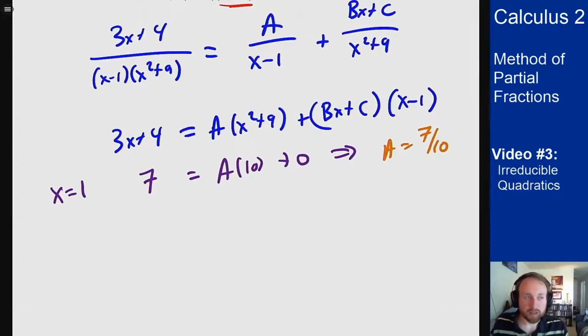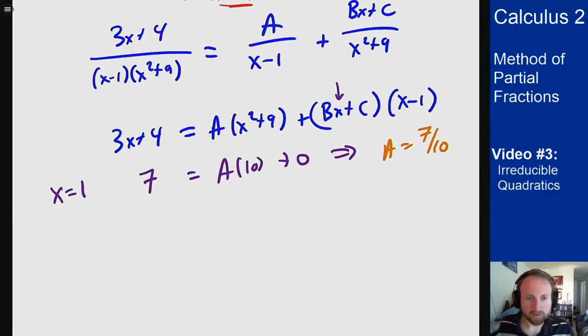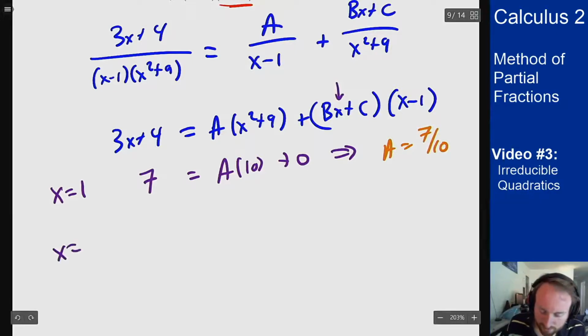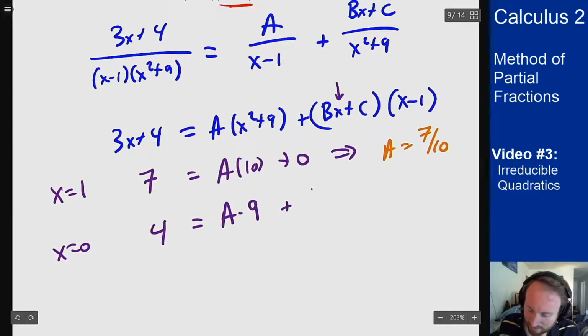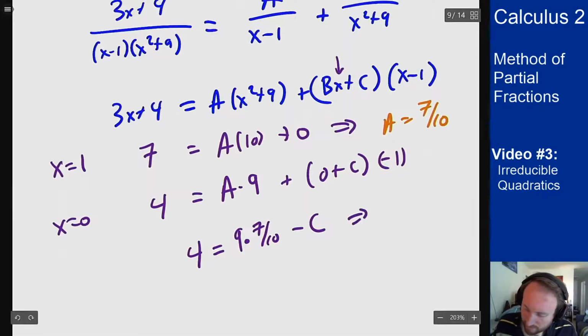The next thing I'm going to plug in is 0, and this is usually a good idea on these sorts of problems, because if I plug in 0, it'll make this x go away, getting rid of the b from the sum as well. If I do that, the left-hand side gives me a 4. The right-hand side gives me a times 9 plus 0 plus c times negative 1, which tells me that 4 is equal to 9 times 7 over 10 minus c. The 63 over 10, subtract that over, gives me a negative 23 over 10, which means that c must be 23 over 10.